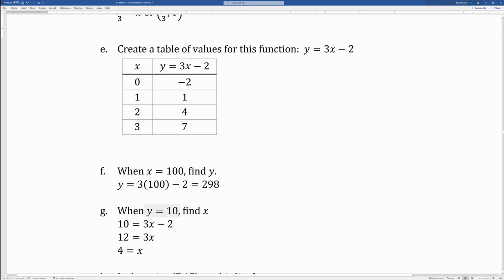Now when y equals 10, let's find x. We substitute 10 into the y value here, and the rest is algebra. We add 2 to both sides. We get 12 equals 3x, and then we divide both sides by 3, so x equals 4.